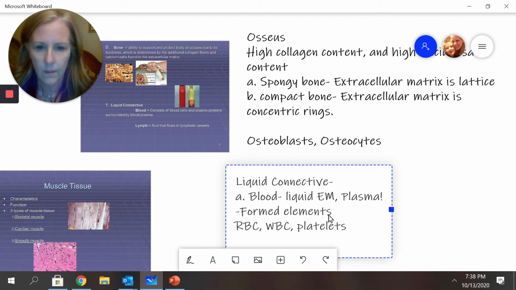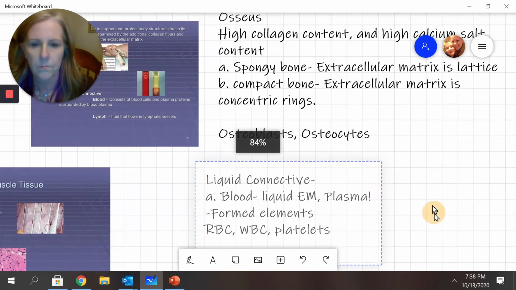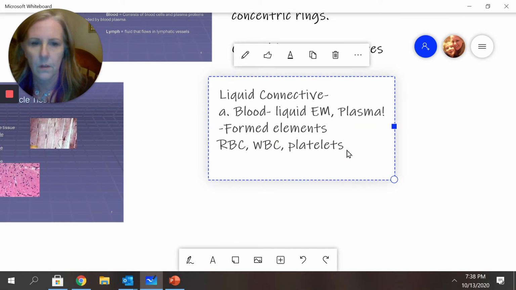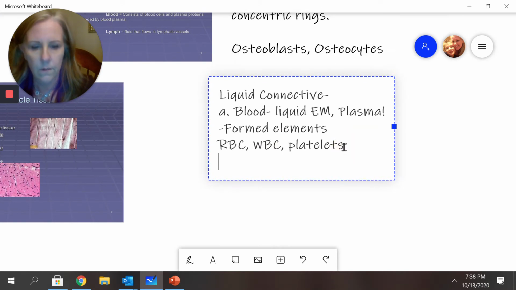Okay. All right, so in blood, we have the liquid extracellular matrix, which is the blood plasma. Then we have our formed elements we just talked about a little bit. And then, see if I can work this. What else we find there is plasma proteins.